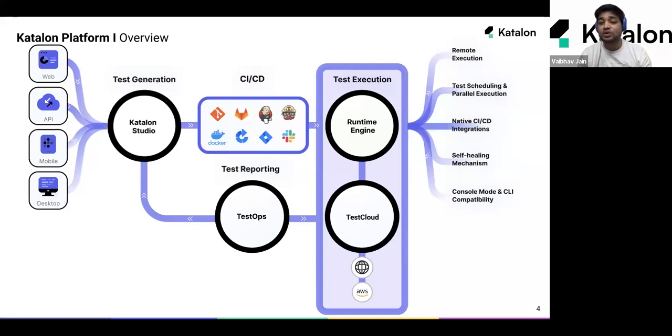It will do all such kinds of analysis. Next, for the execution, we have two modules. One is Katalon Runtime Engine and another is Test Cloud. Katalon Runtime Engine, if you want to do command line execution, execution over different CI/CD tools, parallel execution, you can easily do with the help of Katalon Runtime Engine.